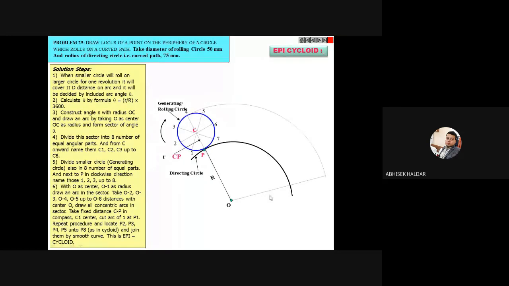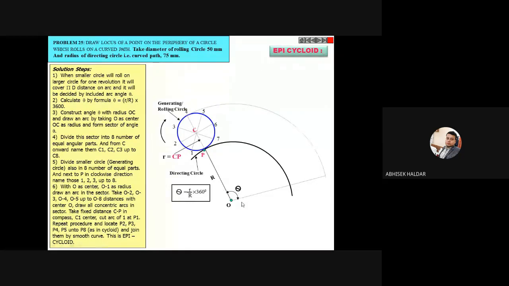Similarly, this is the angle theta that I was talking about. Theta is how much? Small r by capital R into 360 degrees. This is the formula to calculate. Small r is the radius of the rolling circle, capital R is the radius of the directing circle, and for 360 degree rotation of the rolling circle, what is the angle generated at the center of capital R? This is the equation for theta, within which you have to calculate this angle, and you have to take that much angle within which your curve will be confined.